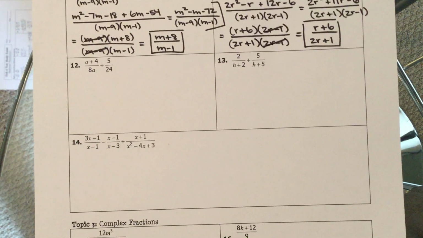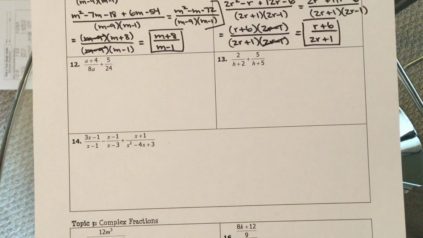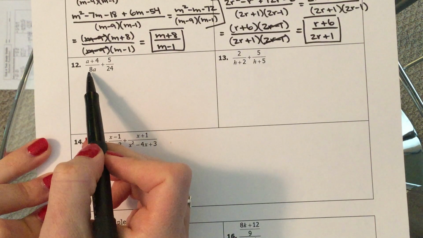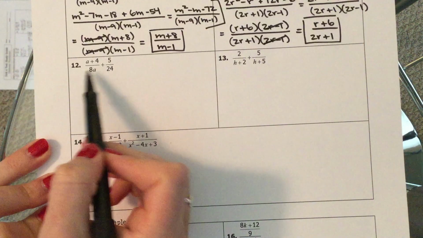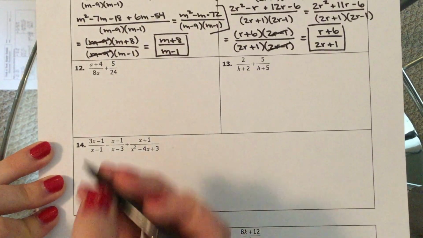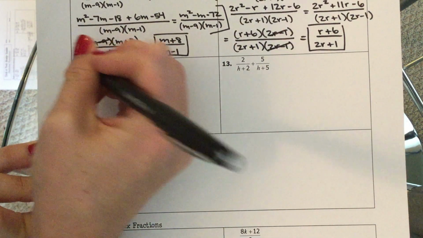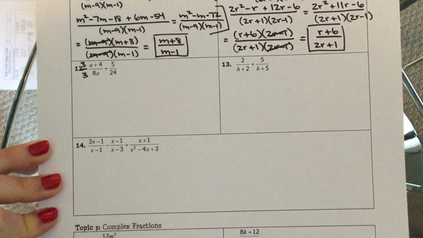Okay, 12, let's do one with monomials. So the 8a and the 24. Okay, so this one has an 8, this one has a 24, so the lowest you can go with is 24. So this one you're going to have to multiply by 3 over 3 to get the 24.